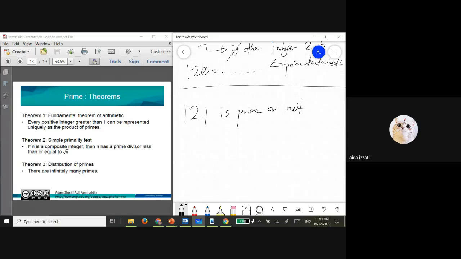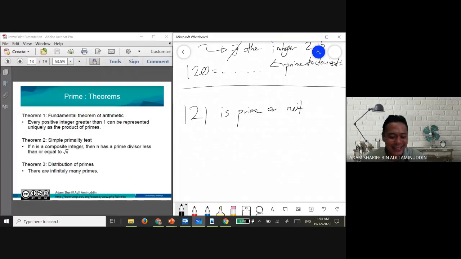No, not prime. Ui, kalau hafal saya besarkan lagi. Tak mau ambil 121, saya ambil 1201. Is prime or not? Besar sangat lah. 191, prime ke tidak?